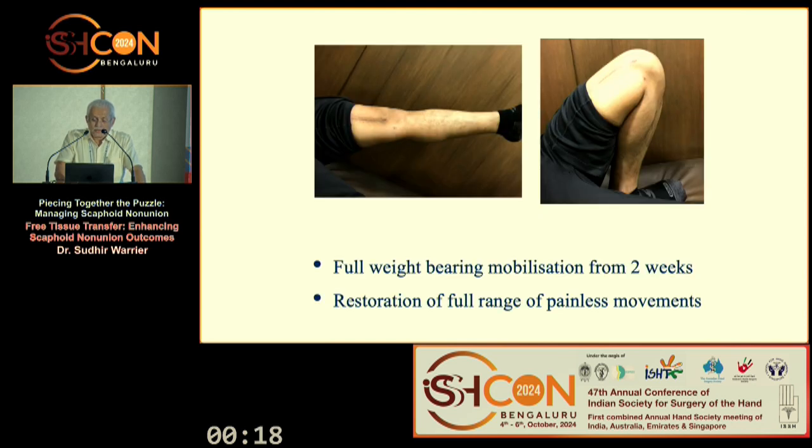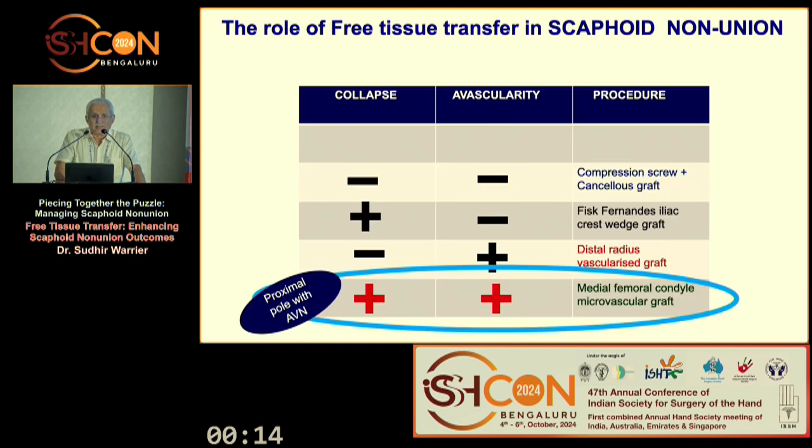So you can do this as a fallback procedure when all else fails. So therefore, when I see a proximal pole with AVN or one that has failed with any of the above methods that we've seen, if there is collapse, if there is avascularity, I think that the medial femoral condyle microvascular graft will probably have a place in the treatment of non-unions of scaphoid.